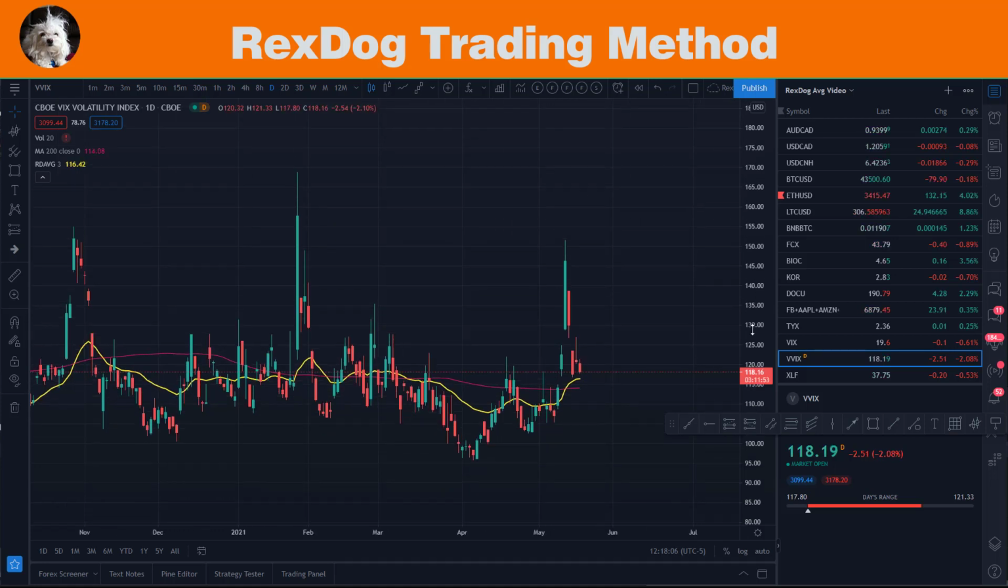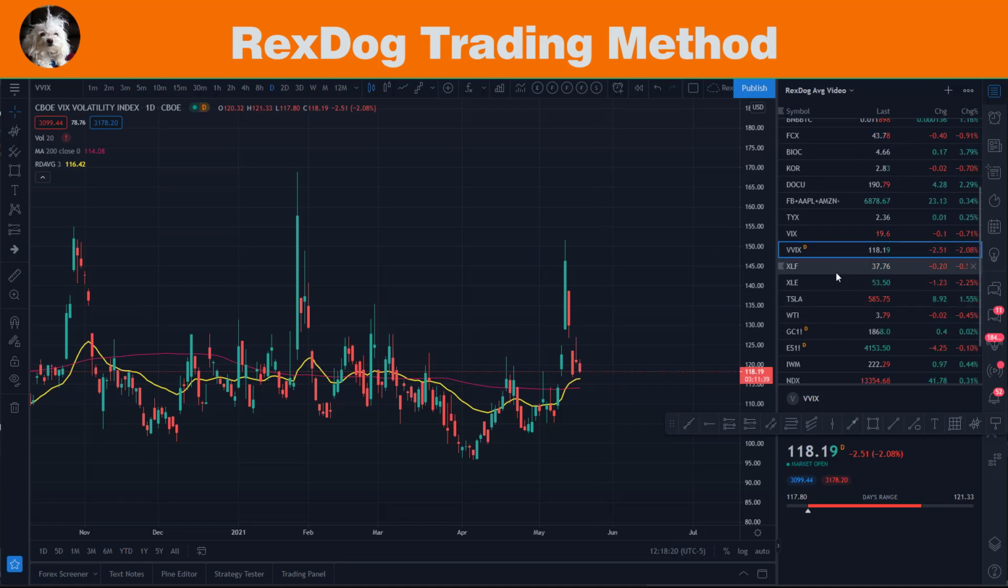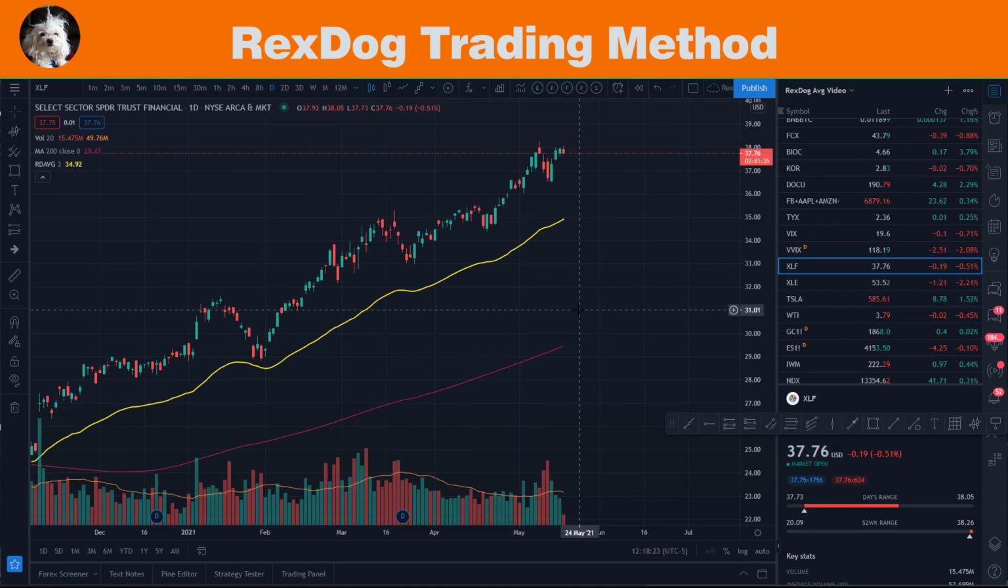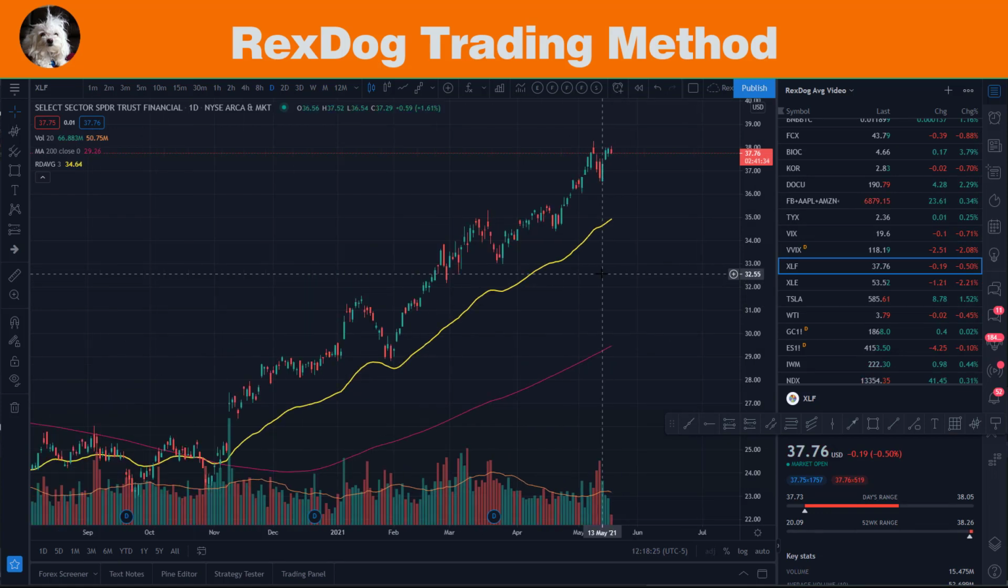This is another thing that I watch. As you can see, it's above the RexDog average. The way to look at this is that more professional traders follow this, and it's kind of a gauge of what the pros are doing. The pros are still elevated in their volatility, at least they're looking at it. XLF, let's look at that. XLF is the financial spider. I'm trying to think of what the word is, but I'm drawing a blank.